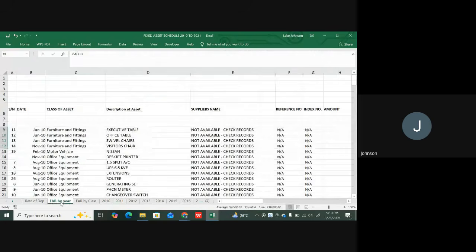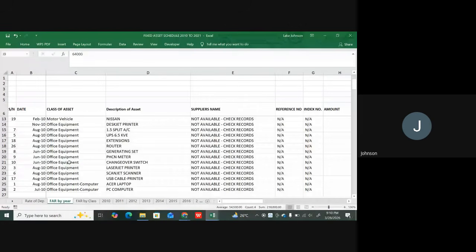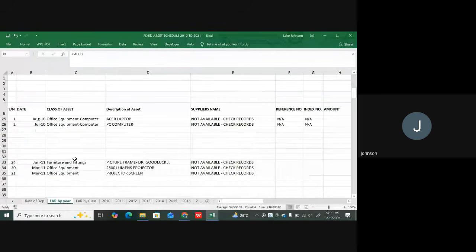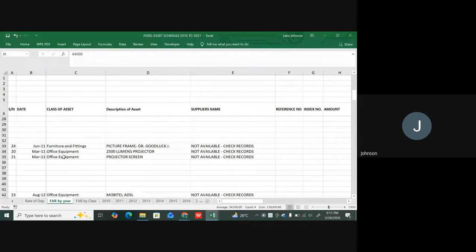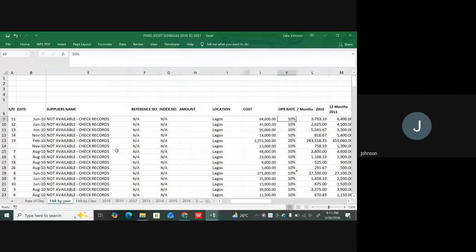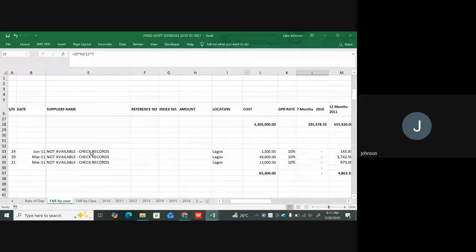If you come over here, we are done with 2010, right? We now come to 2011, right? Under 2011, we only have office equipment that was purchased. We also have furniture and fittings. So it's only those two assets that were purchased. So we now come over here.